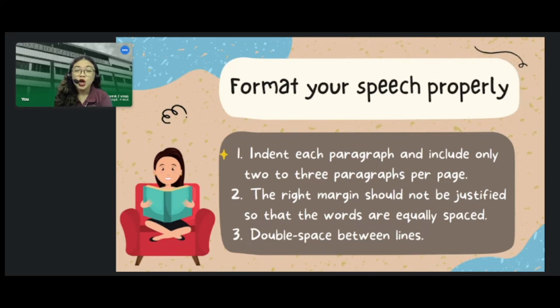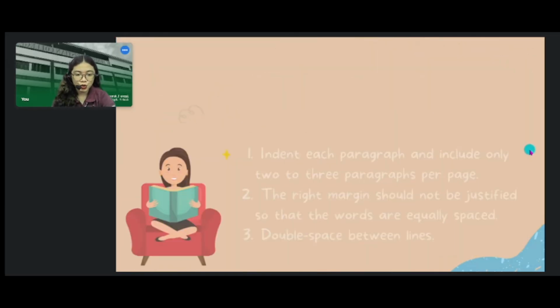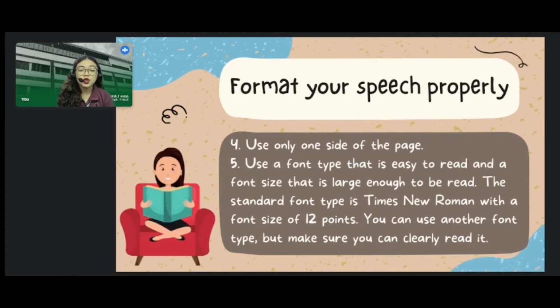And of course, double space between the lines. So, for you to read it easier, kailangan hindi dikit-dikit yung lines because there are times na nasa fifth line ka na ng speech mo, but because hindi ka gumamit ng double space between the lines, pwede mong mapagpalit yung fifth and fourth line. So, it is very important for you to use double space between the lines. Next, we have use only one side of the paper. Para hindi na tayo malito kung nasaan na tayo, always use the front page of your bond paper.